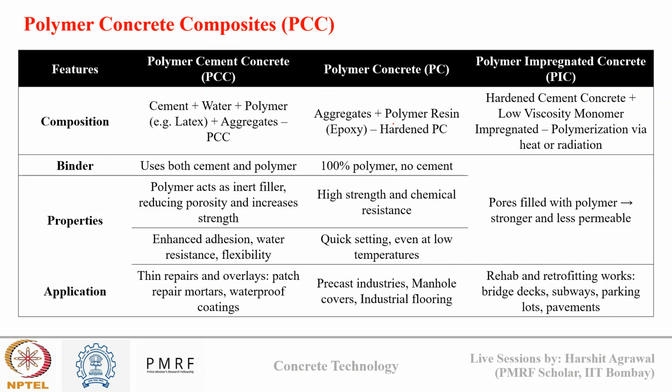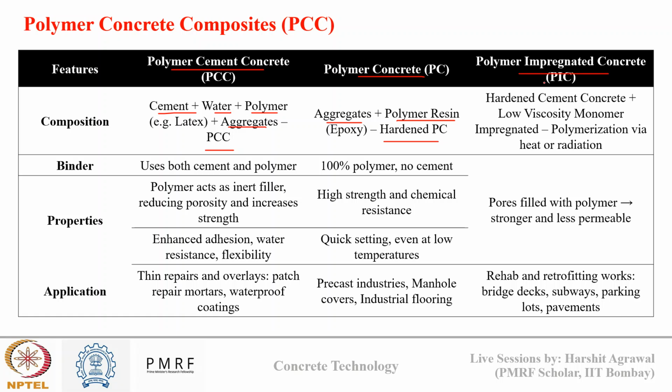Now, how do these three types of polymer composite concrete differ from each other? If we look at the composition, in polymer cement concrete we have cement plus water plus polymer plus aggregate. In polymer concrete, we have aggregates plus polymer resin, which makes the hardened concrete. So we don't have cement and water in such concrete.